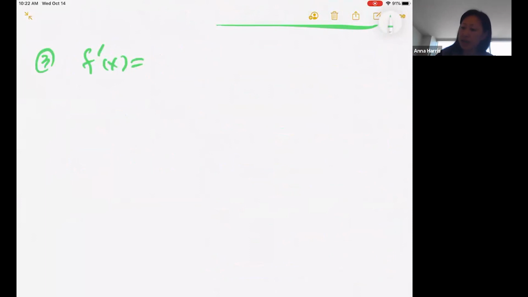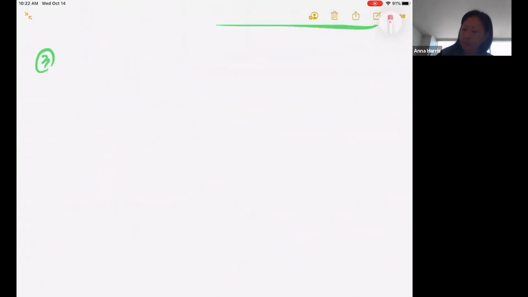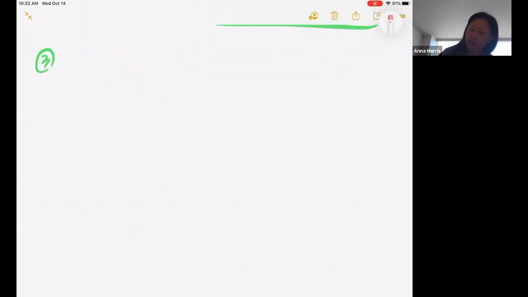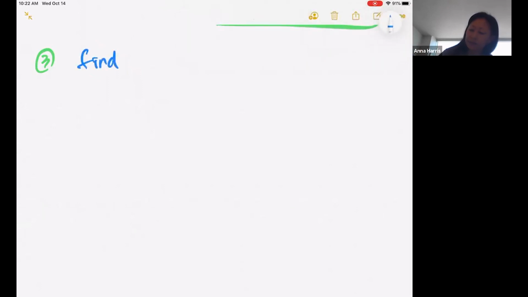All right, so now I want everybody to do this problem for me. All right, f prime. Okay, so I'm gonna say find the antiderivative of the given function.